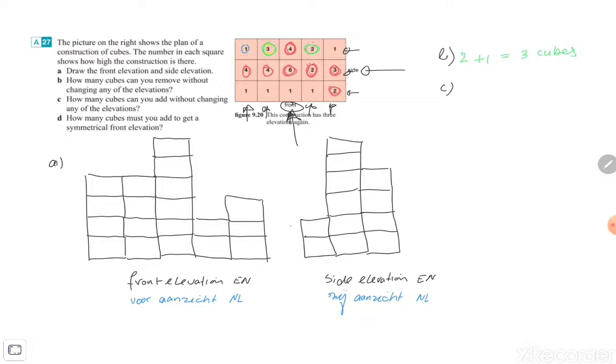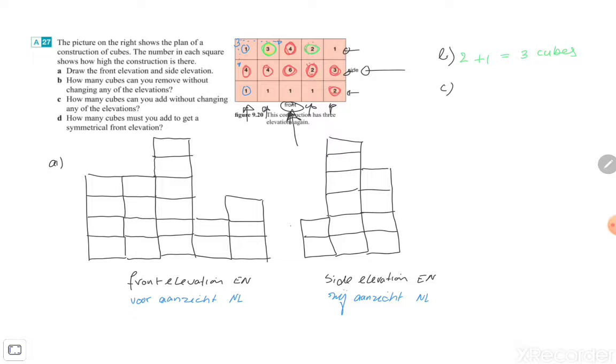Well, look at the first one. It has a height of 1 cube. So we need to add 3 extra cubes. Why? Because there we find a height of 4. And on the right side we also see a height of 4. So if we add 3 extra cubes at that one lonely cube, we do not change the front or even the side elevation.